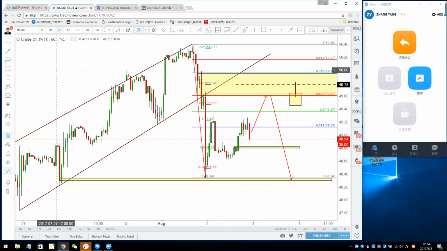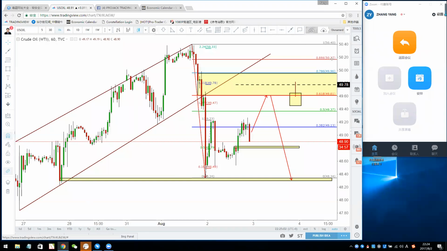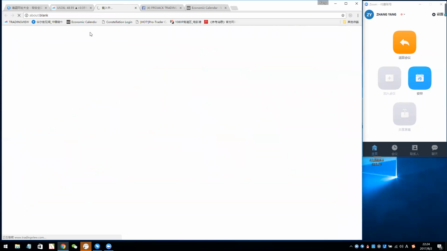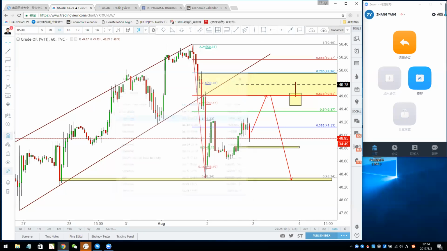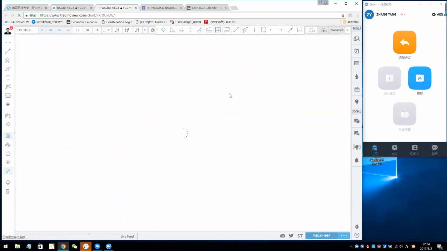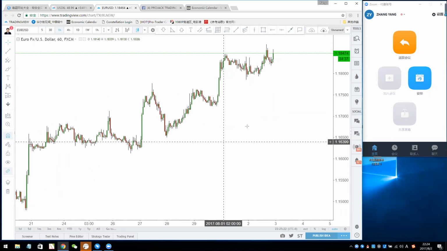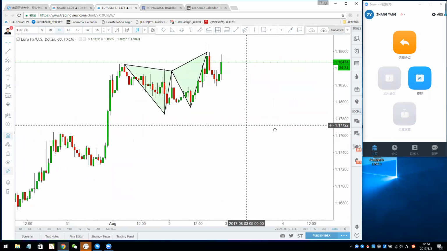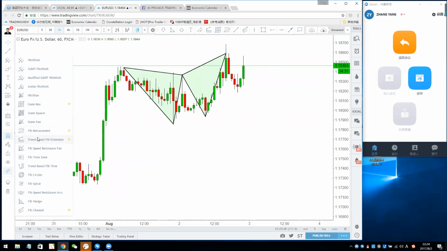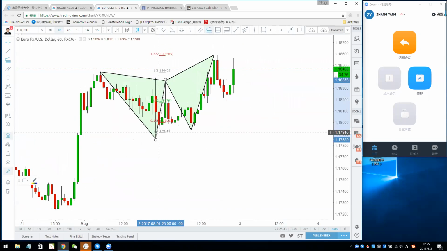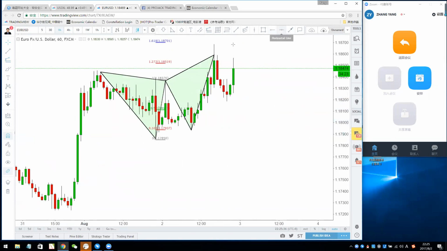Okay. Cool. All right, before the market really goes to the data announcement, let's check euro, dollar, and sterling. Okay, the euro has finished a butterfly pattern on the 1 hour chart, and it has touched the 1.61 extension, which is 1.1870, which is here, almost touched, right?